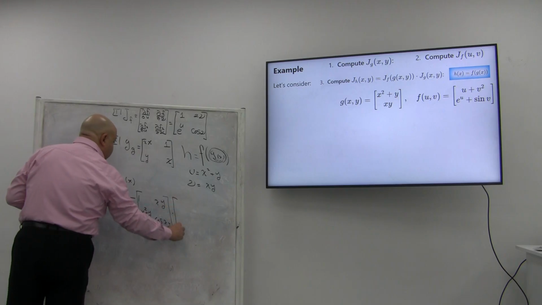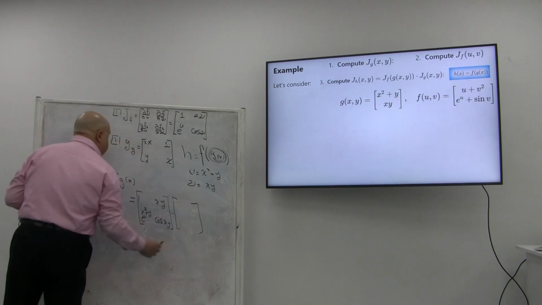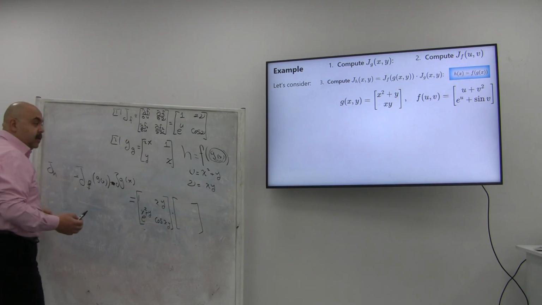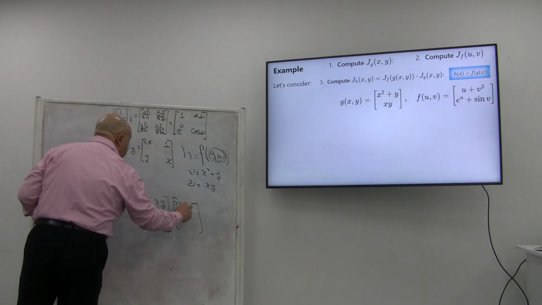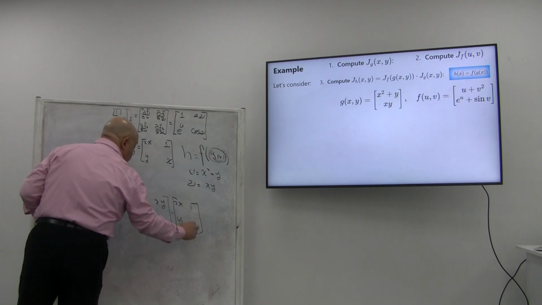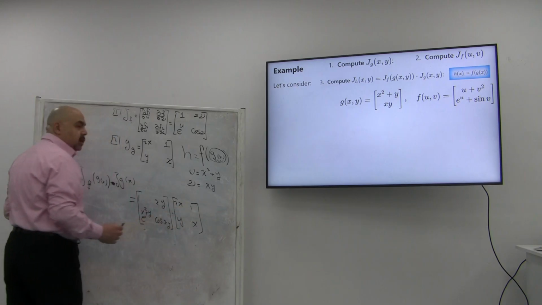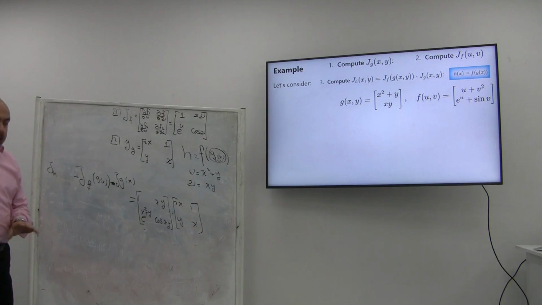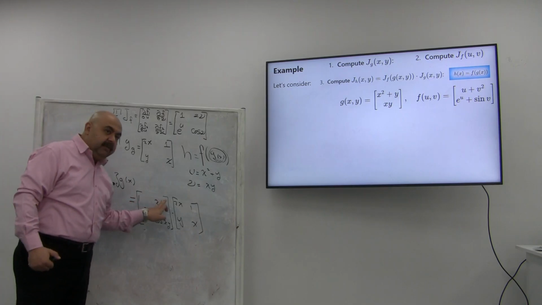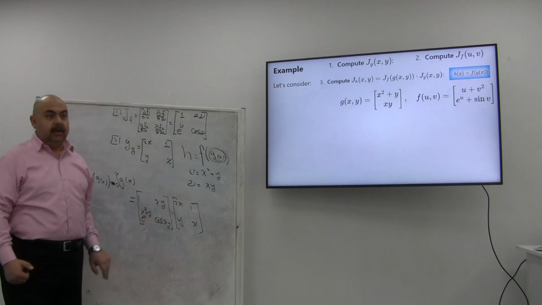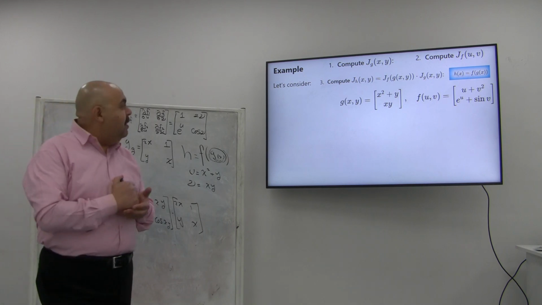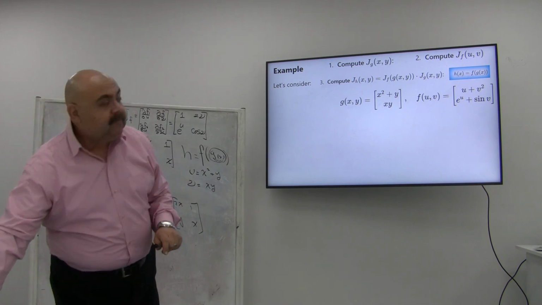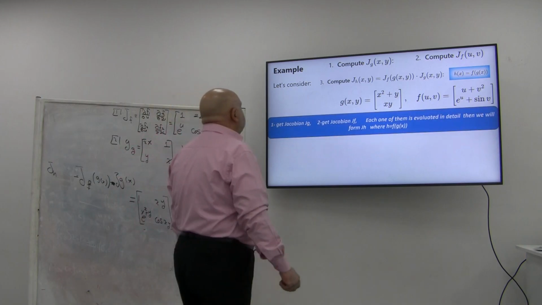This will be multiplied by the Jacobian of the G matrix, which is simply 2xy, y, and x, and then we start multiplying these two matrices as you learned previously in linear algebra. Do you know that? It's really very simple. I start multiplying the first row by the first column and so on. Okay.